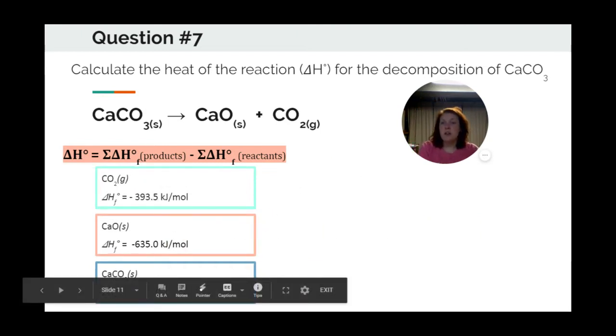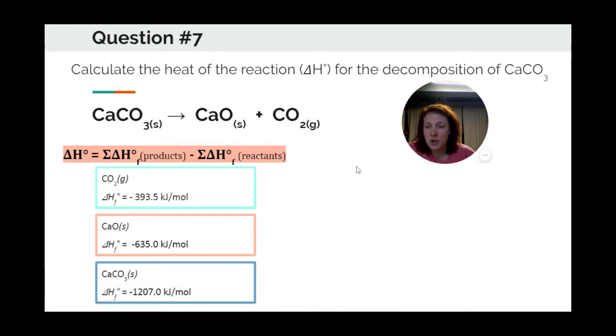The standard heat of formation for CO2 is negative 393.5 kilojoules per mole. The standard heat of formation for calcium oxide is negative 635.0 kilojoules per mole, and the standard heat of formation for calcium carbonate is negative 1,207.0 kilojoules per mole. So we can go ahead and plug this information into an equation.